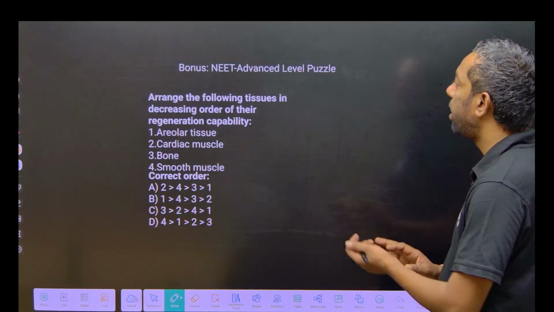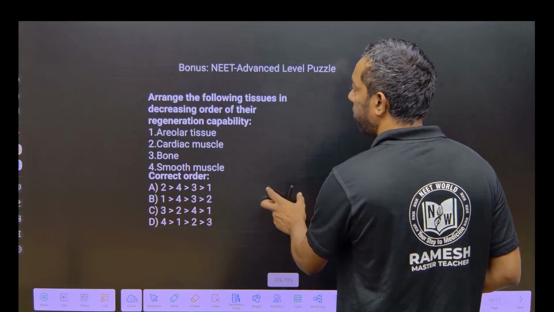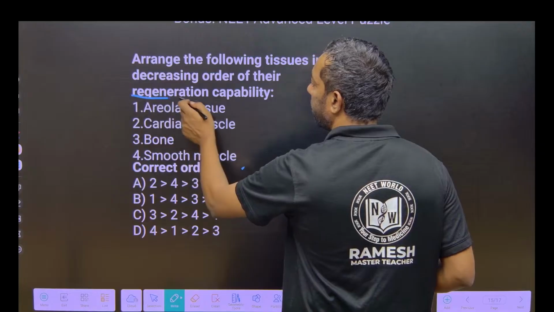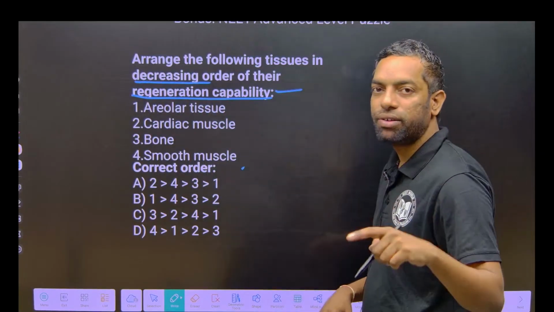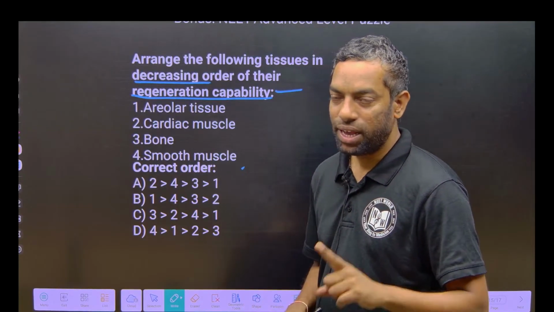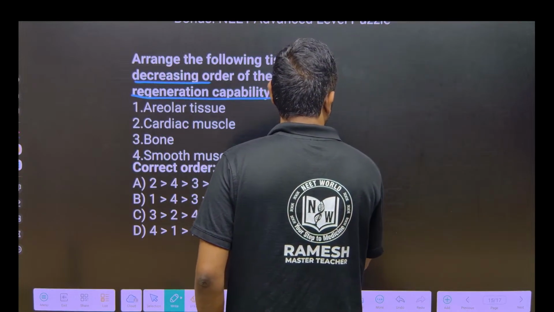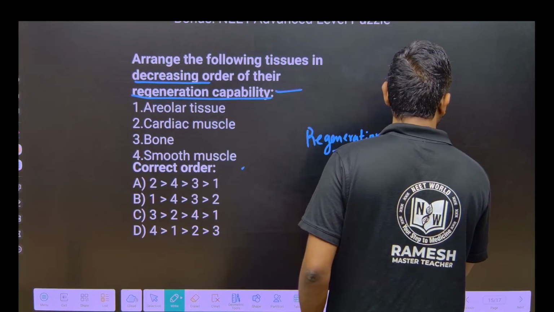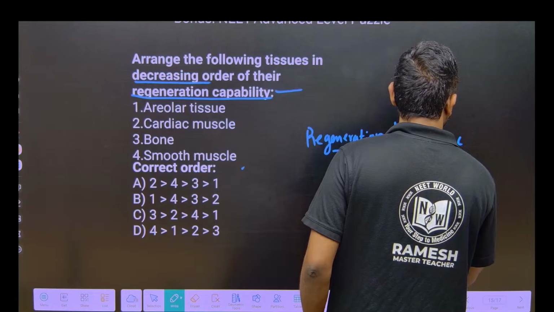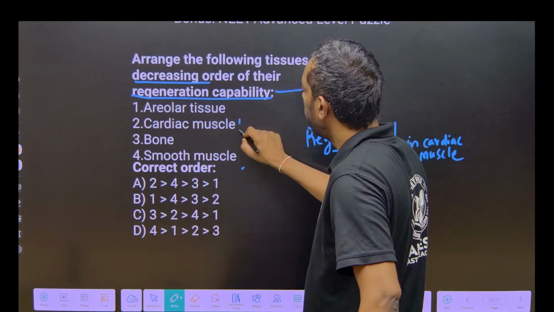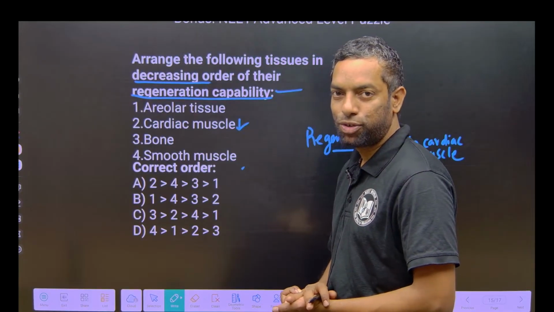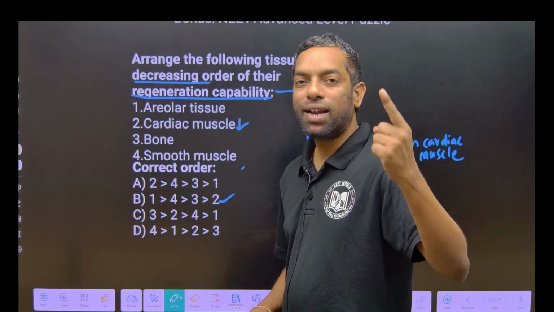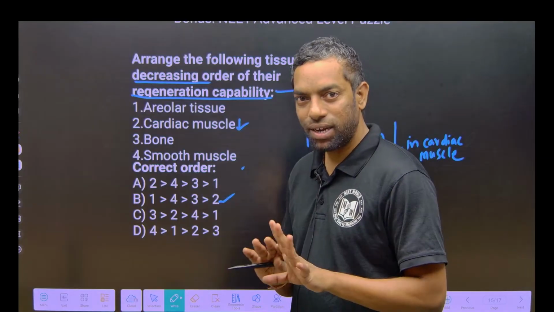Next question, a NEET advanced level puzzle. Arrange the following tissues in decreasing order of their regeneration capacity. You have to notice whether they ask for increasing or decreasing order. Regeneration capacity is very low in cardiac muscle, very low compared with the others. It is a direct question; if you know the right answer and what is wrong, that is enough. Do it smartly.